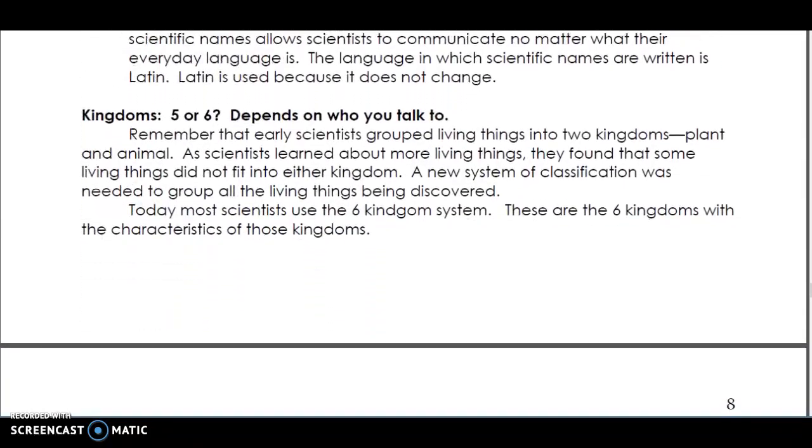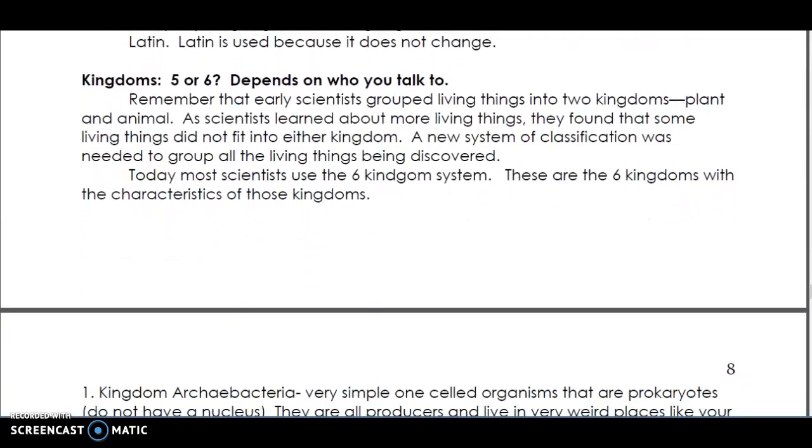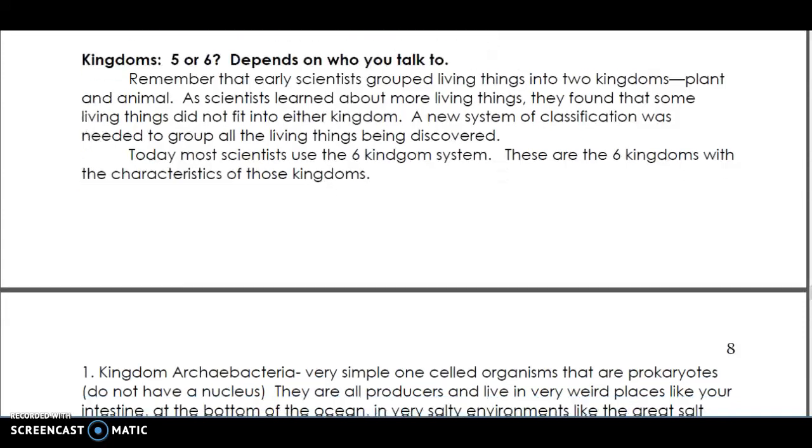Kingdoms. Five or six, depends on who you talk to. Remember that early scientists grouped living things into two kingdoms, plant and animal. As scientists learned about more living things, they found that some living things did not fit into either kingdom. A new system of classification was needed to group all the living things being discovered. Today, most scientists use the six-kingdom system. There are six kingdoms with the characteristics of those kingdoms.